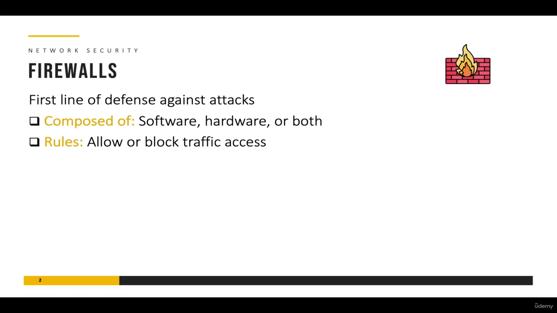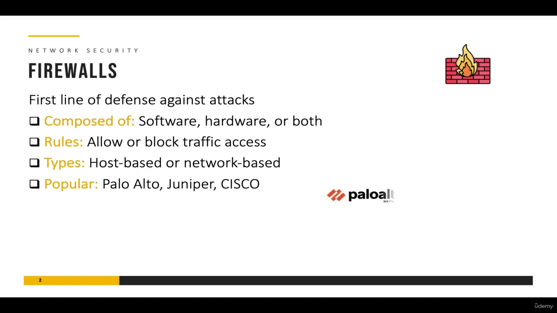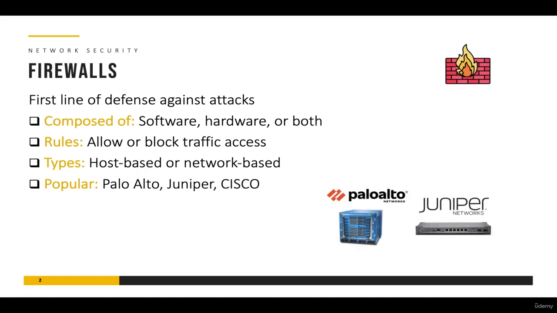Every firewall is basically governed by rules, and these rules decide whether particular traffic would be allowed or blocked. We have different types of firewalls. A major categorization could be host-based or network-based firewalls. Host-based firewalls are more focused towards providing security for the end systems, whereas network-based firewalls are more general and they cover the whole network. Some of the popular flavors of firewalls are Palo Alto, Juniper, Cisco, and there are many others.